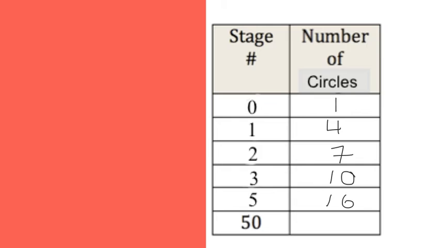Now I wonder if you can have a think about how could you get to 50? In other words, if you had 50 tables, how many chairs would you need to accommodate all of your guests?